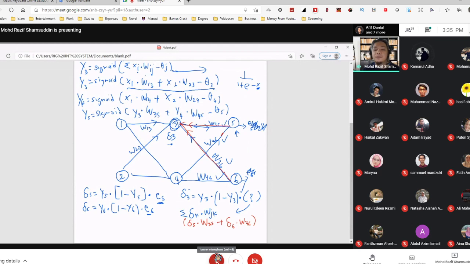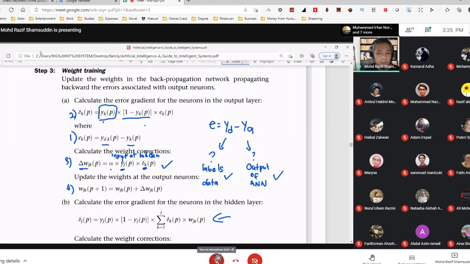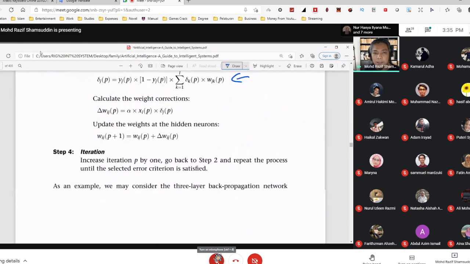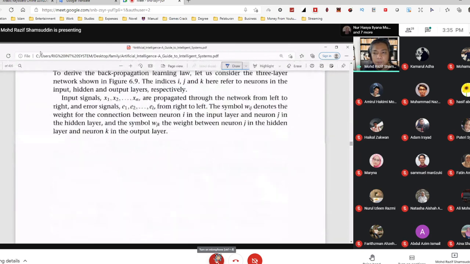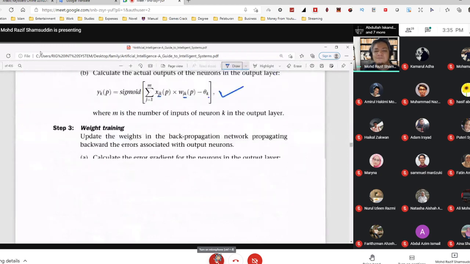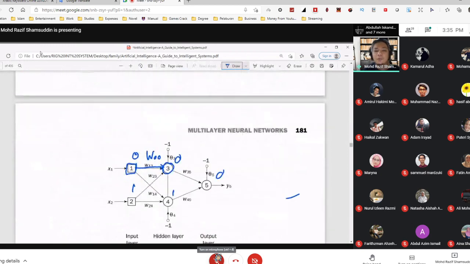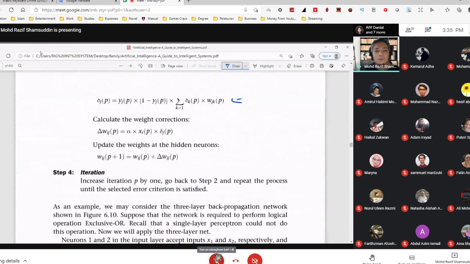For this example, you need to do this calculation first, and then you do this. Now you can calculate the error gradient. So actually you need to finish this first, then you can finish the whole equation to get the answer for error gradient 3. Same goes with error gradient 4. We don't have much space here. So what I'm getting at is that you have to be very careful in selecting the correct weights so that you don't make mistakes.